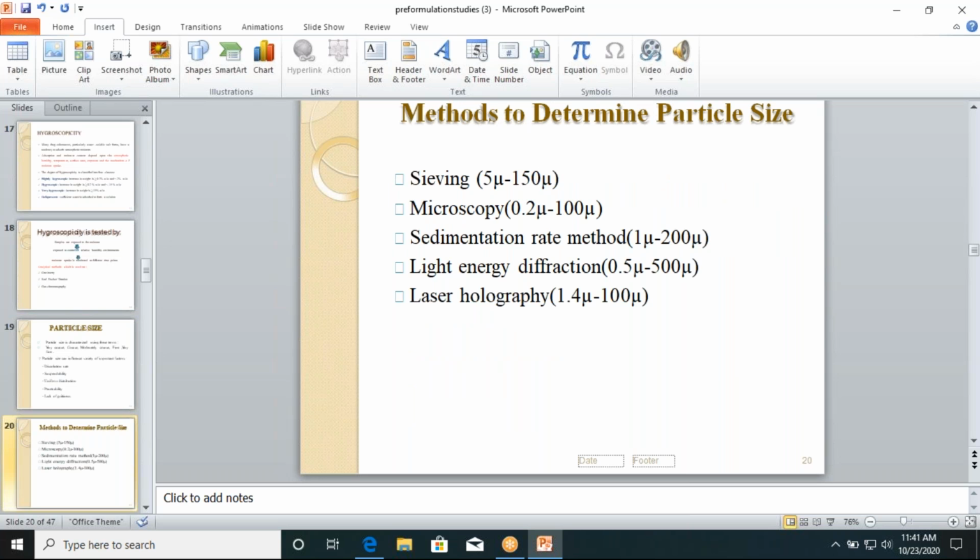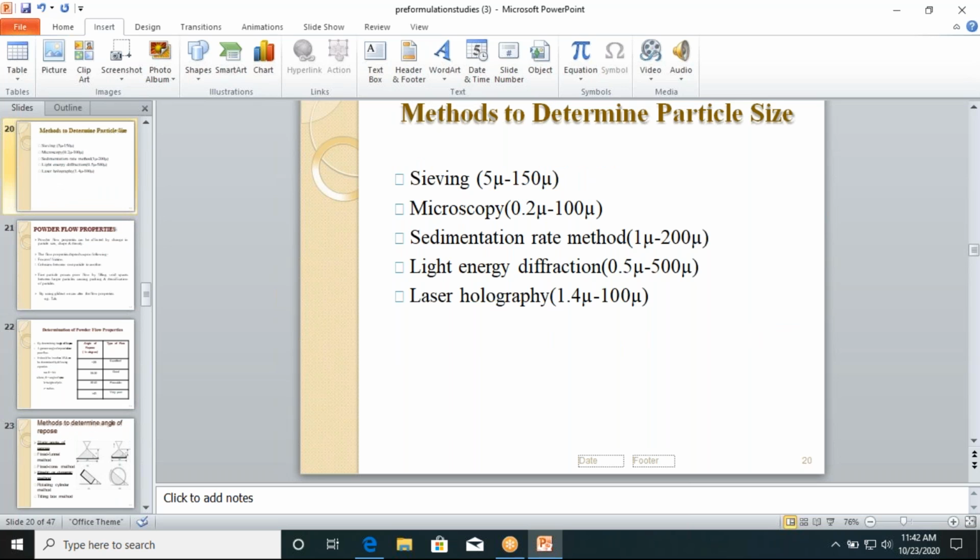So what are the different methods you will be using for determining the particle size? The different methods used for determining the particle size: the sieving method, where you can determine the particle size around 5 micron to 150 micron. Microscopic method, 0.2 micron to 100 micron particles can be determined. Sedimentation rate method, 1 micron to 200 micron. Light energy diffraction method, 0.5 micron to 500 micron, and laser holography method, from 1.4 micron to 100 micron.